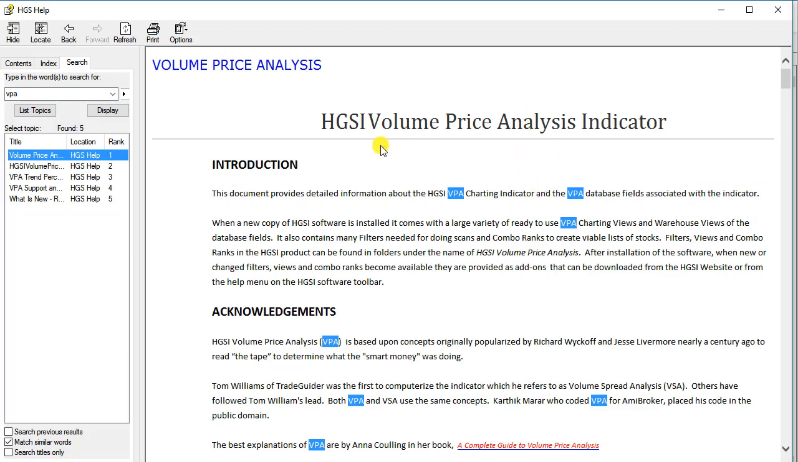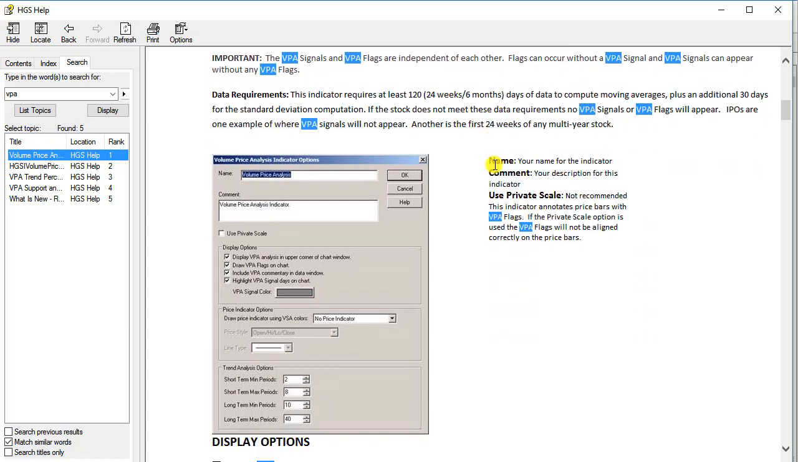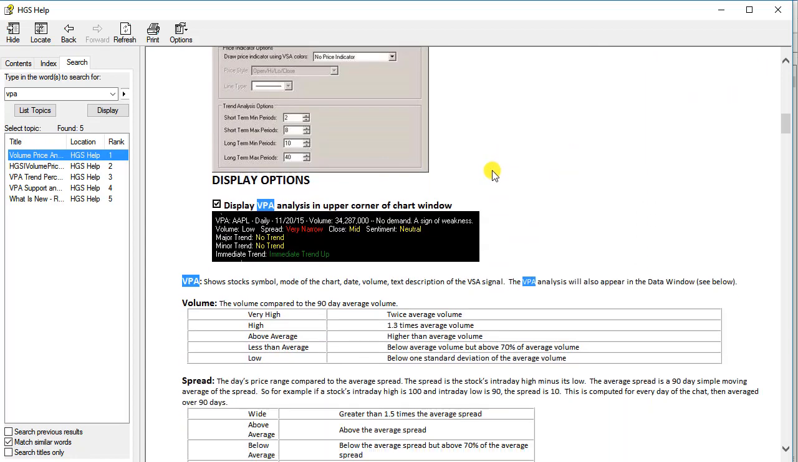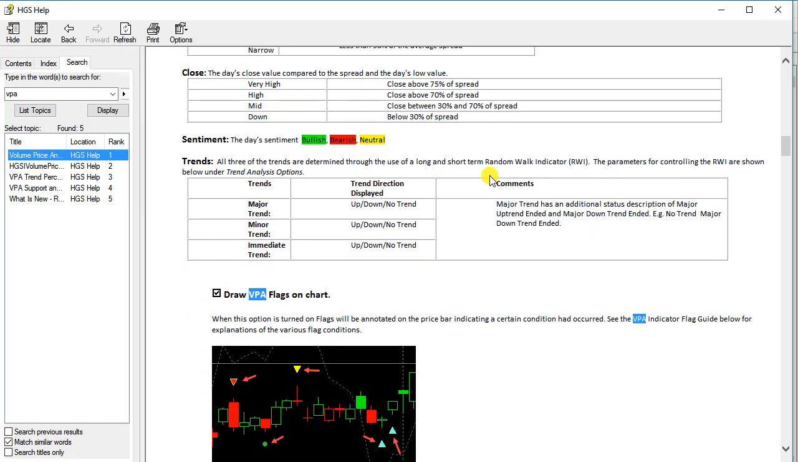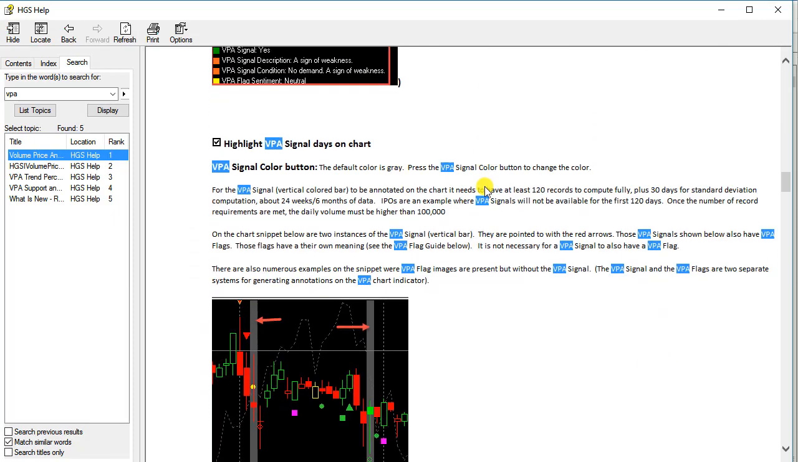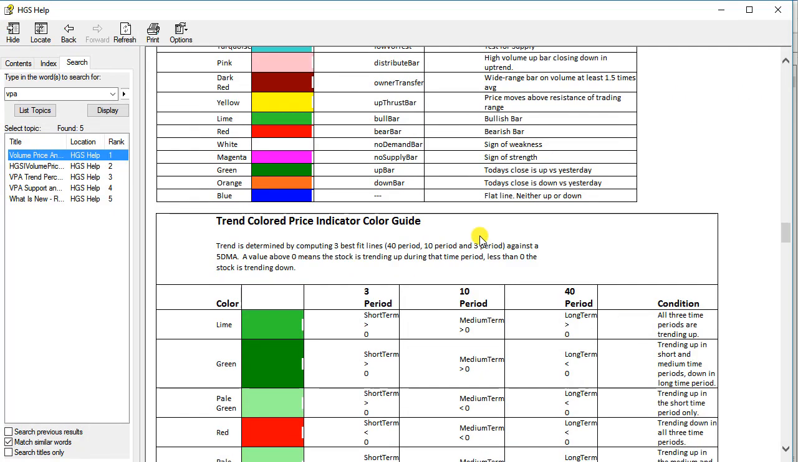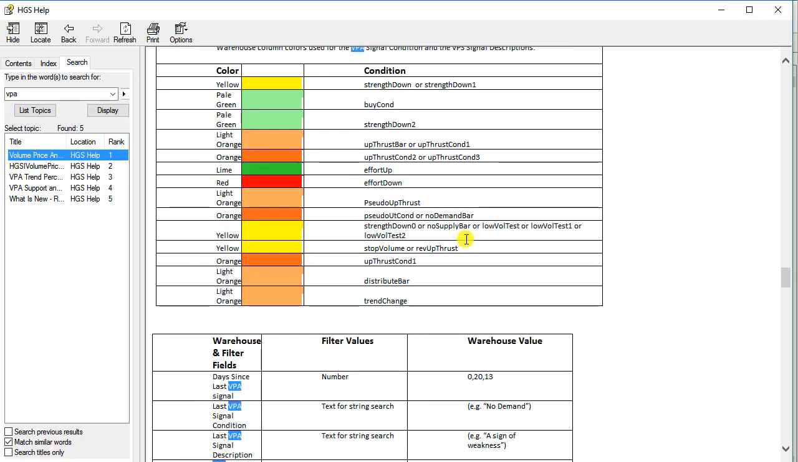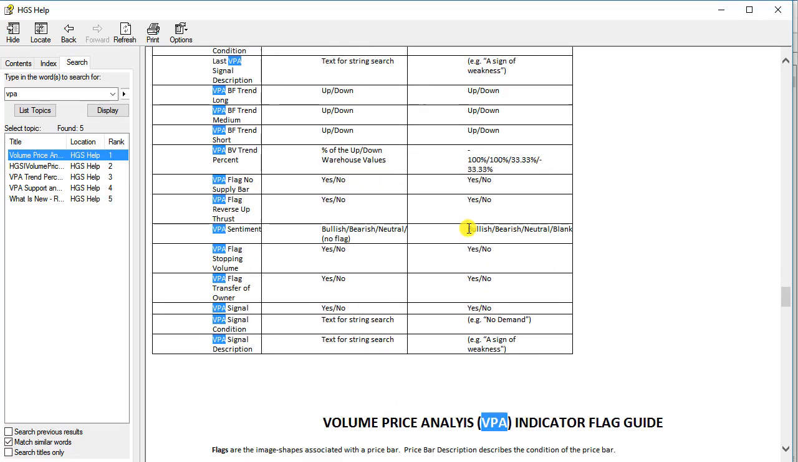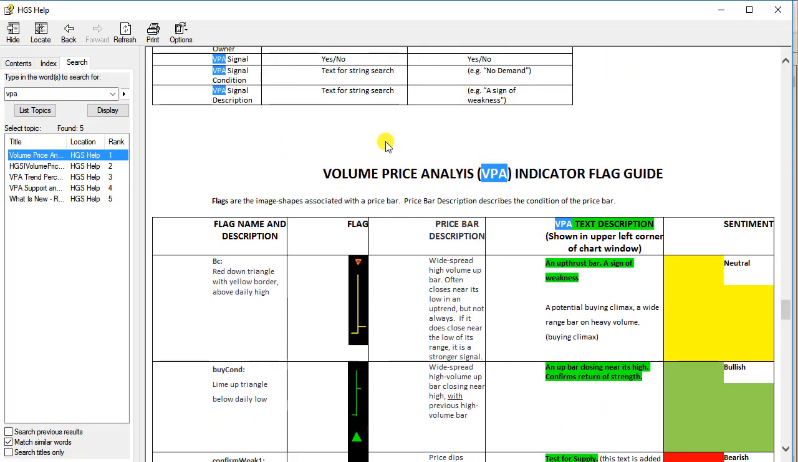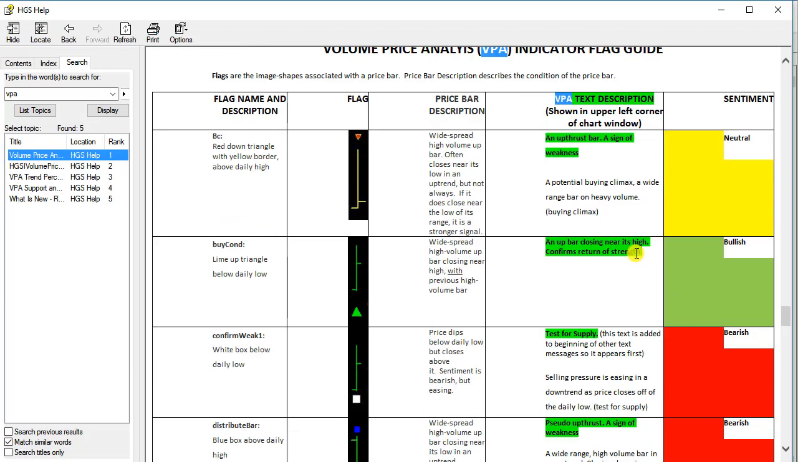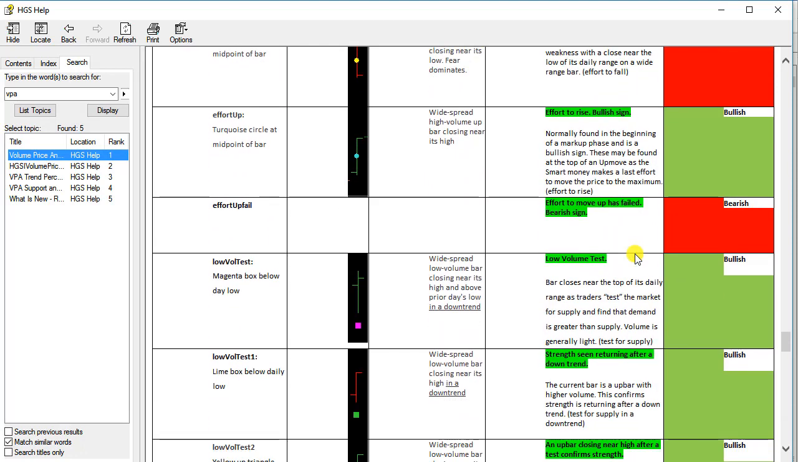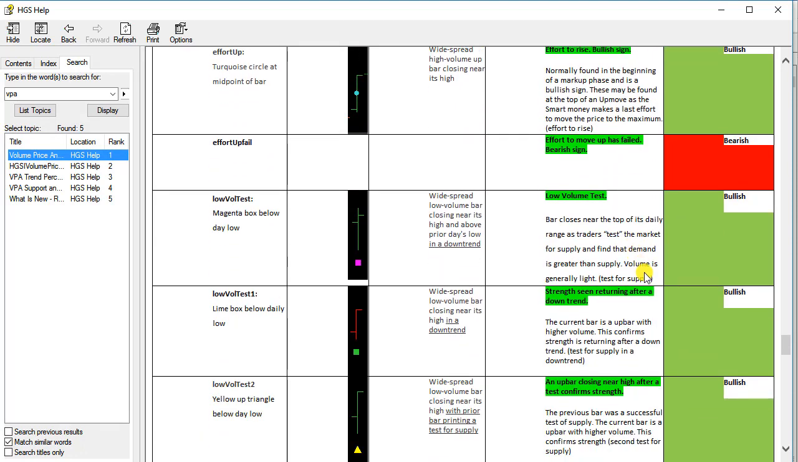You click on that. Here's the HGSI volume price analysis indicator, and there is a lot of information in here. You do not have to know all this. What you do want to ultimately learn is down at the bottom, and these are the VPA flags themselves. And it's down here under volume price analysis, VPA indicator flag guide. But what's great about HGSI is you don't have to refer to this all the time.